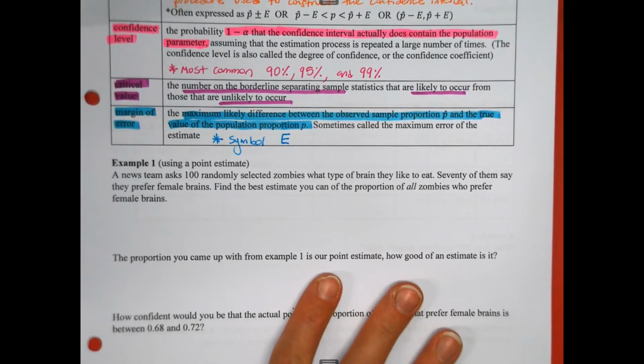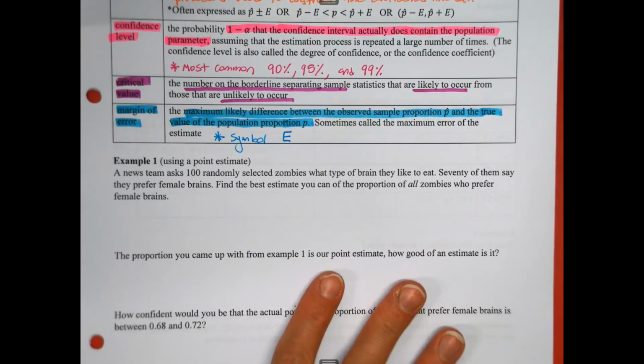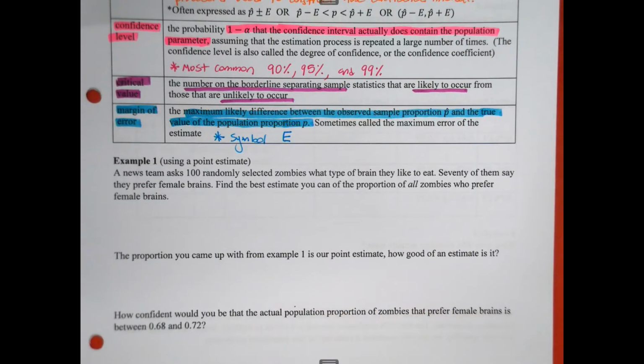Example number 1 says, a news team asks 100 randomly selected zombies what type of brain they like to eat. 70 of them say that they prefer female brains. Find the best estimate you can of the proportion of all zombies who prefer female brains.